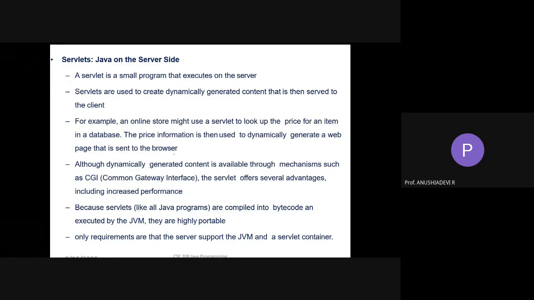But with an applet, the program itself is executed on the client machine and it will produce the result there itself. But with a servlet, the program is executed at the server side, then the result is sent to the browser. So this is one example for a servlet. Even though we have common gateway interface, we are using servlets because they increase the performance, because Java servlets are platform independent.